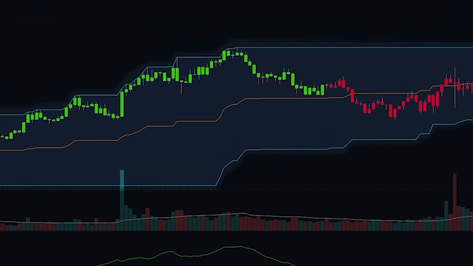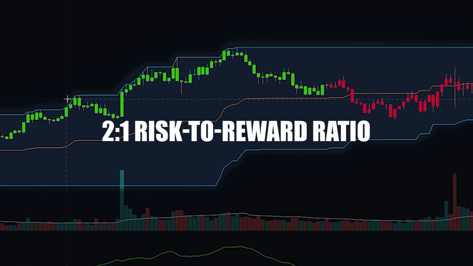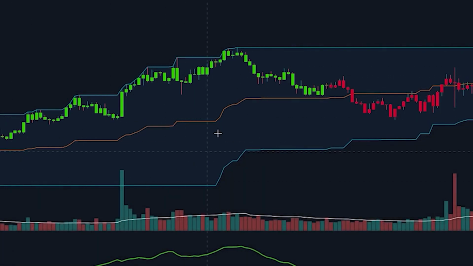After setting your stop loss, establish your take profit at a 2-to-1 risk-to-reward ratio. And just like that, you've got yourself a potentially profitable trade.